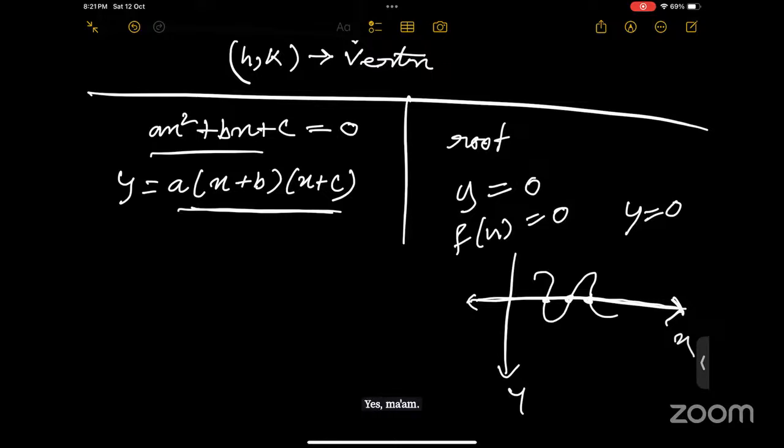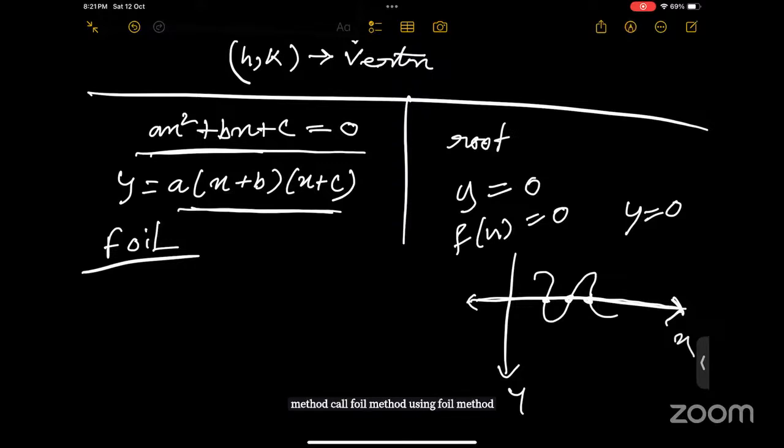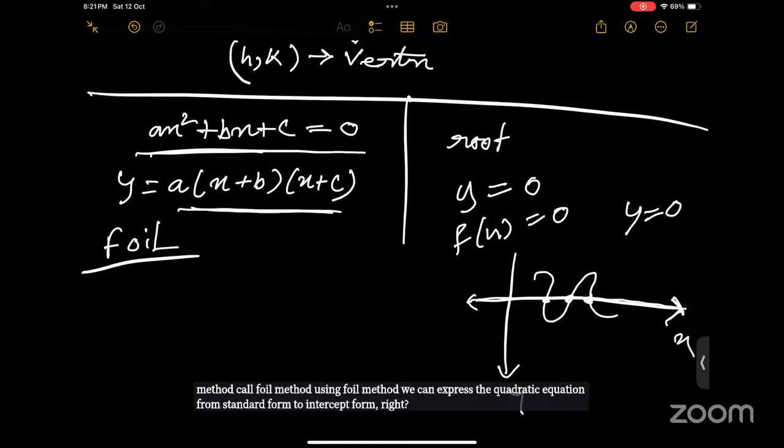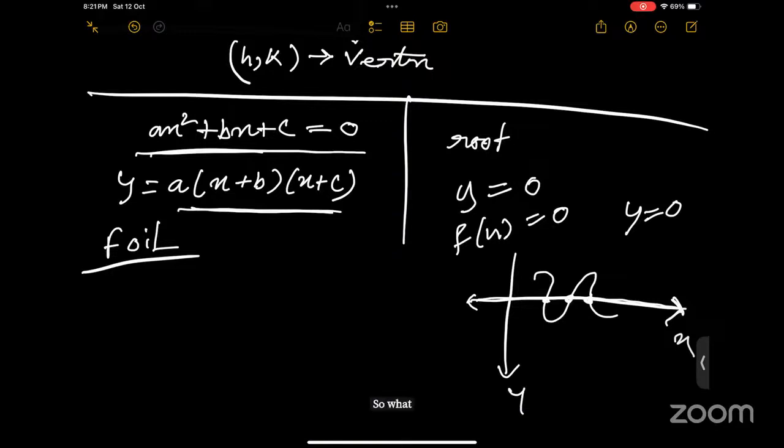So if you have this standard form, we can express them in the intercept form, which will help us to compute the root. Okay. We know one method called FOIL method. Using FOIL method, we can express the quadratic equation from standard form to intercept form, right? So what did this method basically say?